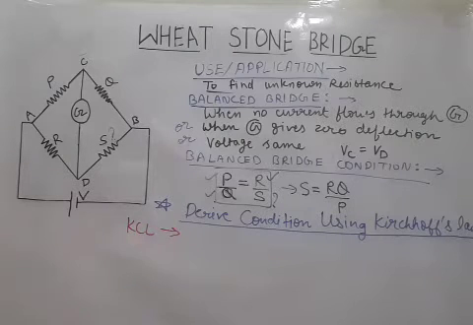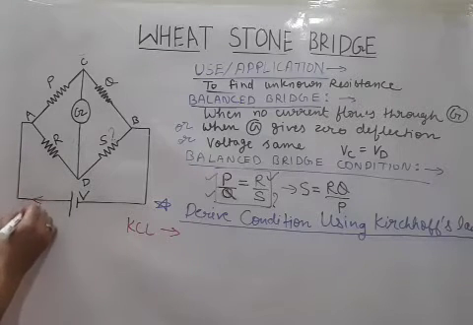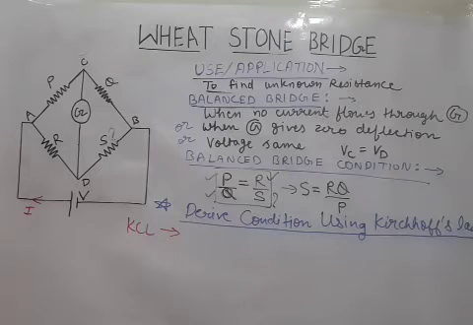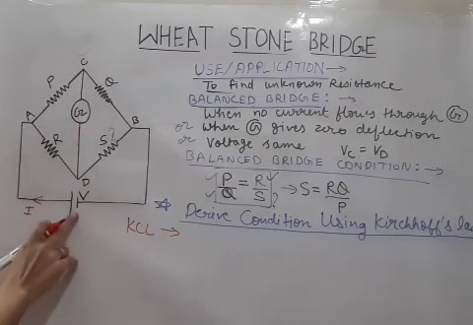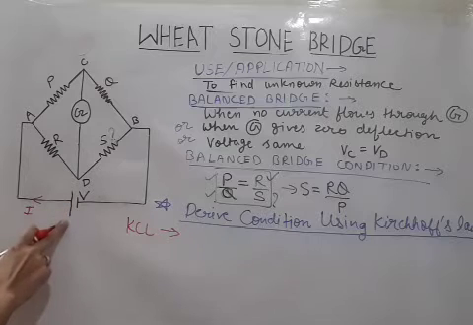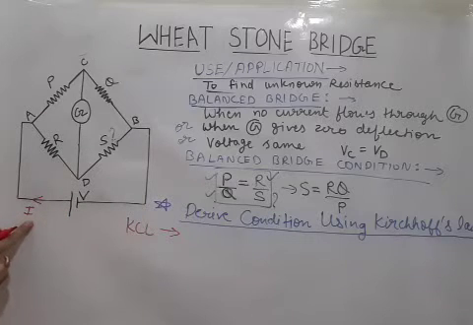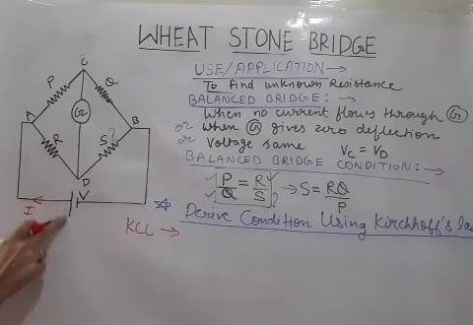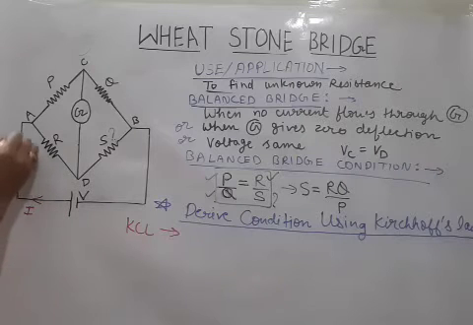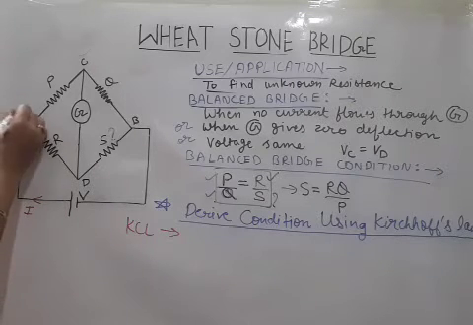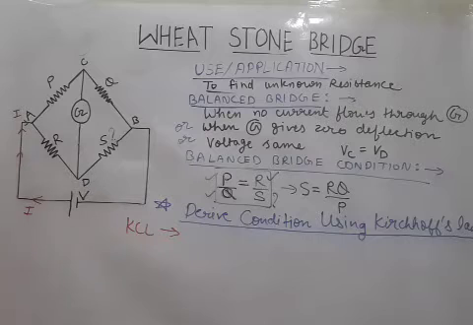KCL means we have to show all the currents properly in the circuit. So let us start. First of all, from the positive of the battery, we take the first current. In this whole circuit, there is only one battery. From the battery's positive, I have taken current I. Current will flow along this leg, and till here the same current I will flow.